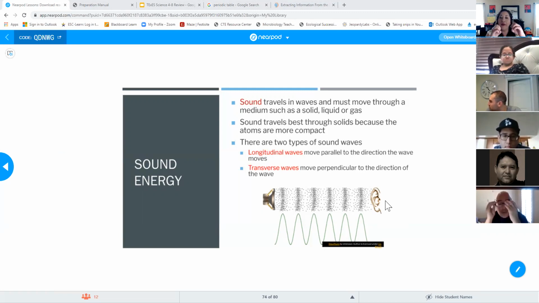Whereas in a liquid, they're a little bit further apart, and in a gas, they're even further apart. So if you've ever been in the pool and you can scream underwater, you can hear those things. Or if you've ever tried to listen to someone in the other room, you can put a glass up to the door, and you can hear that sound coming to you very clearly.